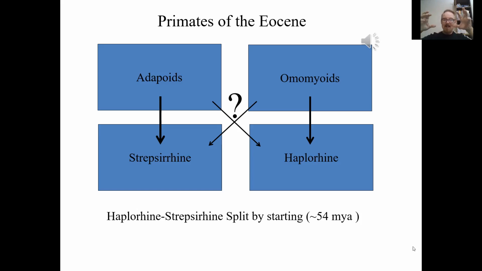And the Adapoids and Omomyoids are going to be around for a while until they finally go extinct because of the improvements of that split, the phylogenetic split, right? It creates improvements in Strepsirrhines and in haplorhines, in the niches which they are in, which put the ancestral stocks Adapoids and Omomyoids out of business. That's a traditional evolutionary pattern which we see.